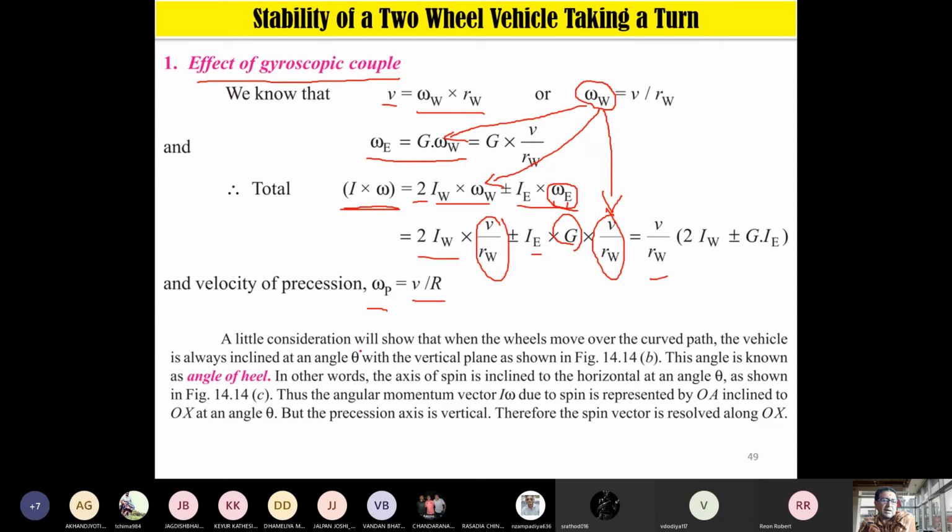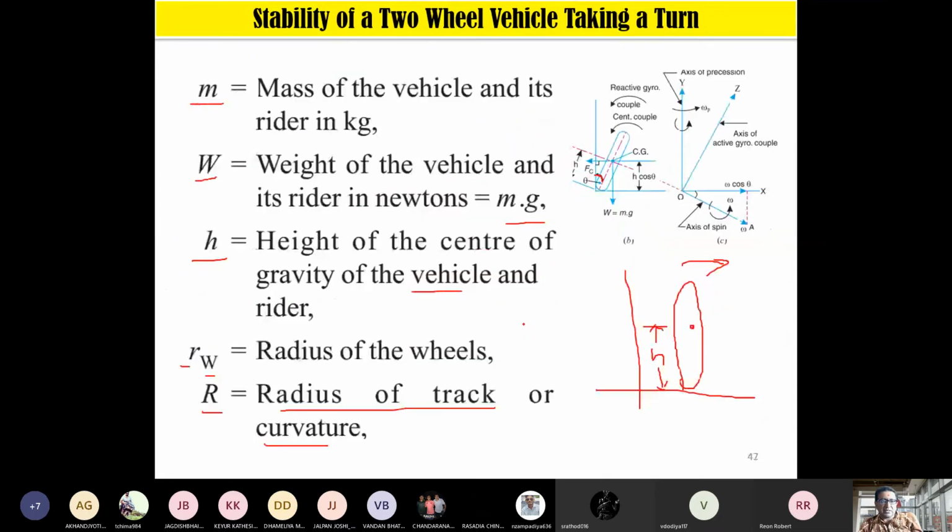Now a little consideration will show that when the wheel moves over the curved path, the vehicle is always inclined at theta with the vertical plane as shown in the figure, and this is shown as the angle of heel. In other words, the axis of spin is inclined to the horizontal at an angle theta as shown in figure C. Thus, the angular momentum vector I omega will also be at some angle. Spin is about OA, inclined to the OX axis, which is shown in this figure C.